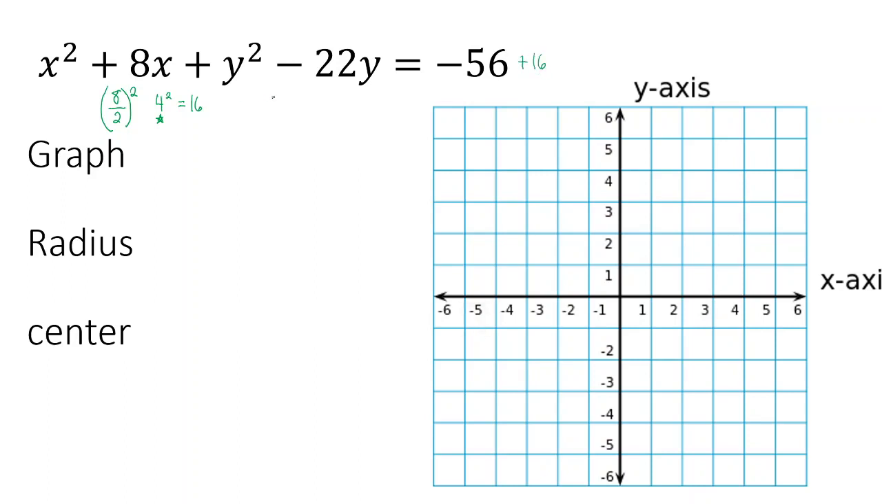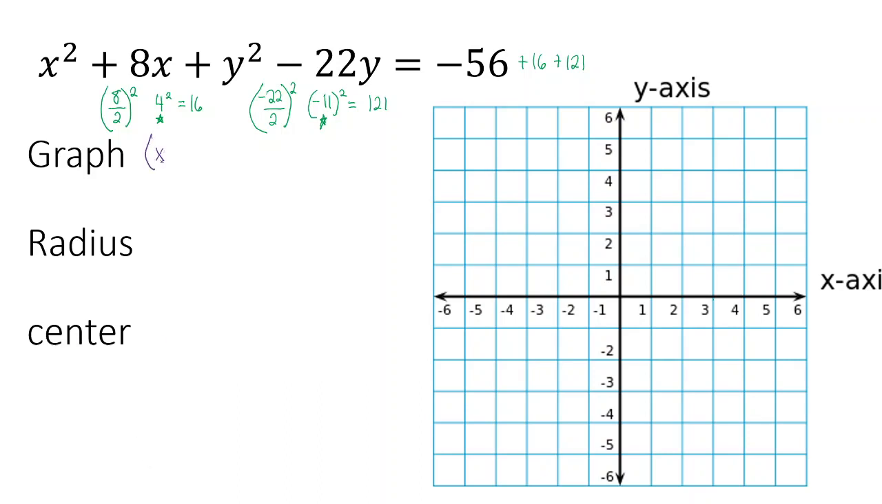Then I'm going to take my other value, which is -22. I'm going to divide it by 2, star it, and square it, which gives me -11. I'm going to star it, and I'm going to square it to get 121. So that means I'm going to add 121 over here. Okay, so now I can put it into graphing form.